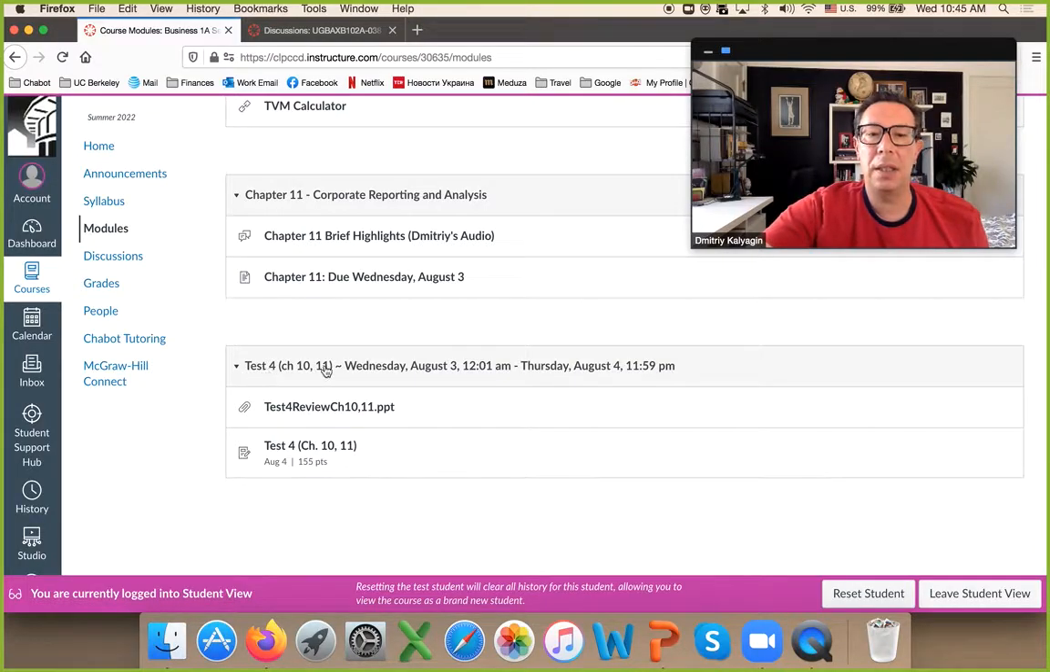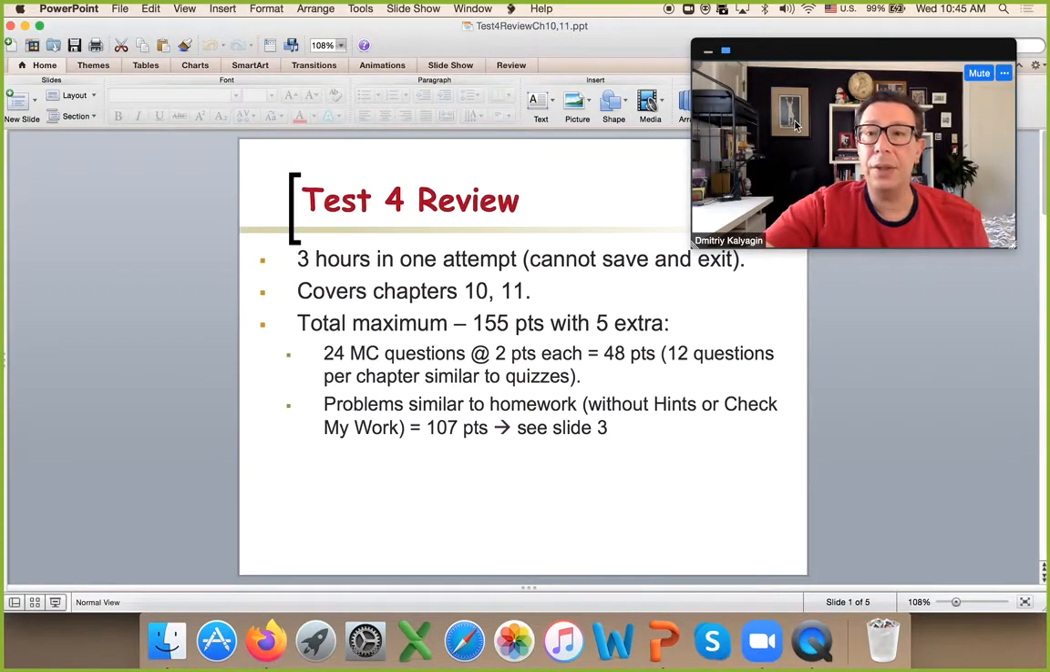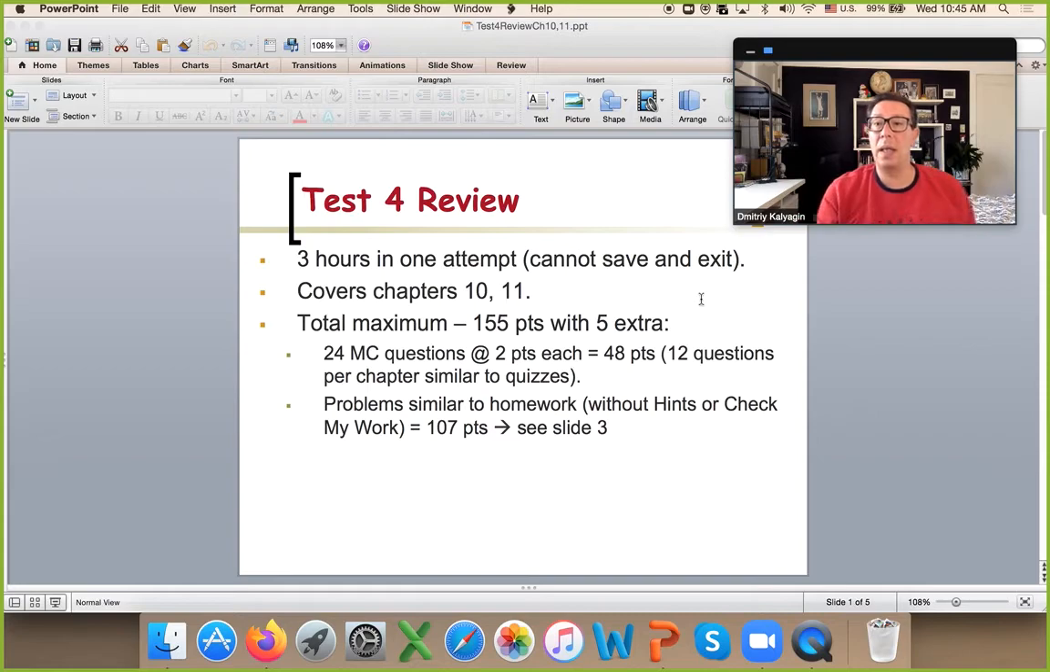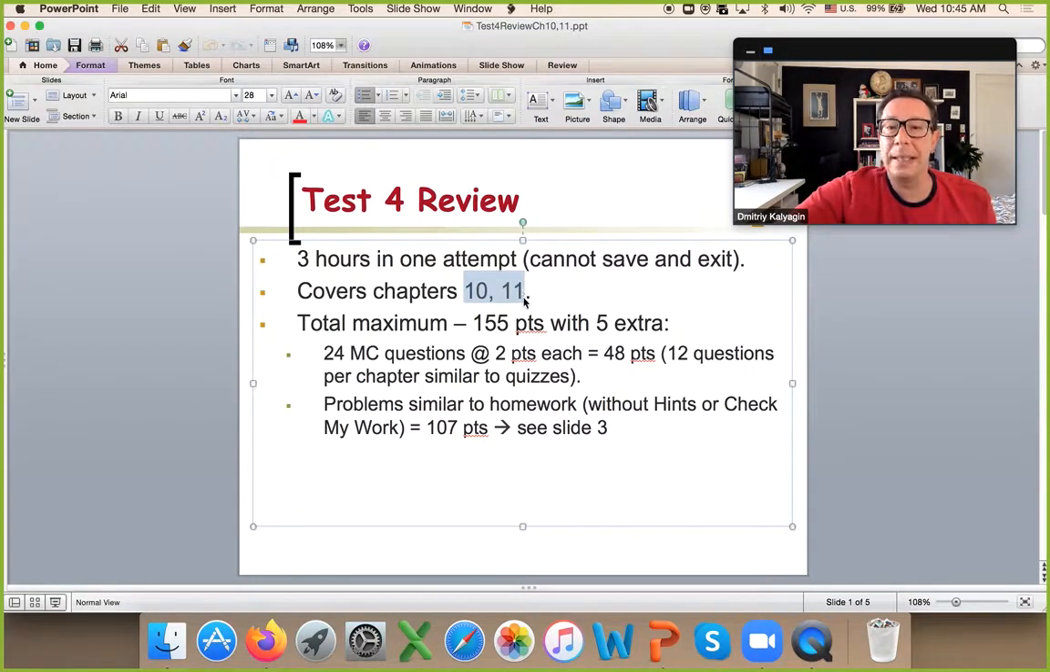Under modules, just scroll down to the very bottom. Right here is the test module with the dates for our summer class when the test will be open, and there's a file right here, and I will place the video also under this file. Test 4 is going to look very similar in format to tests 1, 2, and 3. You have 1 attempt and 3 hours to complete it. It covers only 2 chapters, so they will be covered in more detail, chapter 10 and chapter 11.